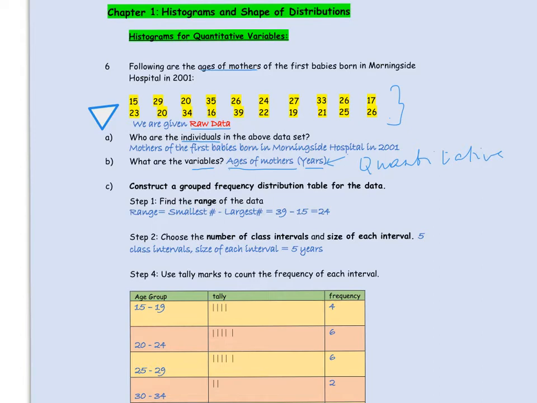The next thing is to summarize this data set. We want to construct a distribution. If you remember, the distribution is the various values of the variable with the corresponding counts, or the word frequency is used instead of counts, listed in the form of a table. So that would be the distribution for the variable, and in this case the variable is the age of moms.